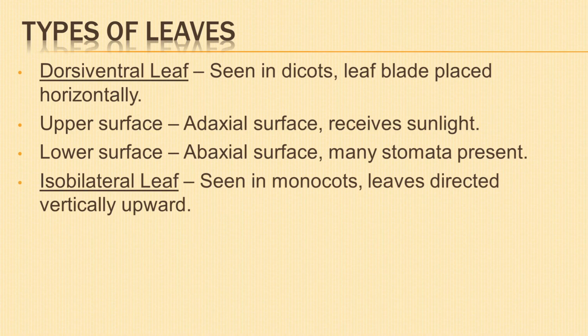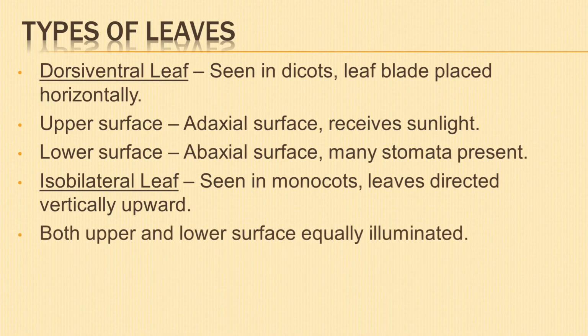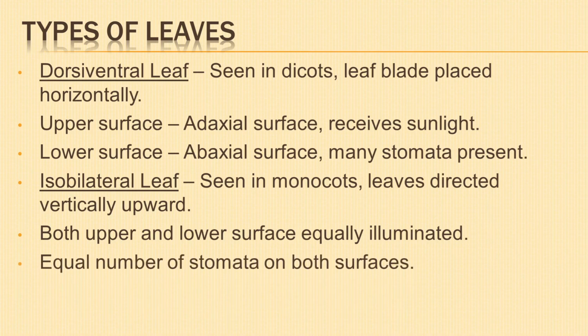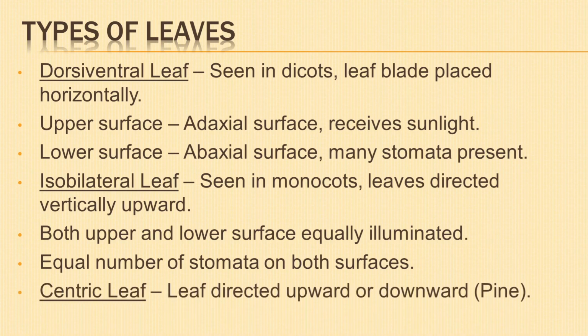Isobilateral leaf. In monocots, the leaves are directed vertically upward. Both the upper and lower surfaces are equally green in color as they are illuminated equally on both sides. Equal numbers of stomata are found on both the surfaces. Centric leaf. The leaf is directed upwards or downwards, as seen in pine. Centric leaf is illuminated on all sides.